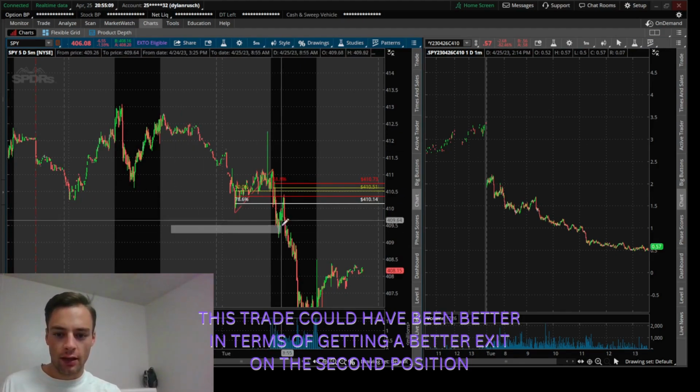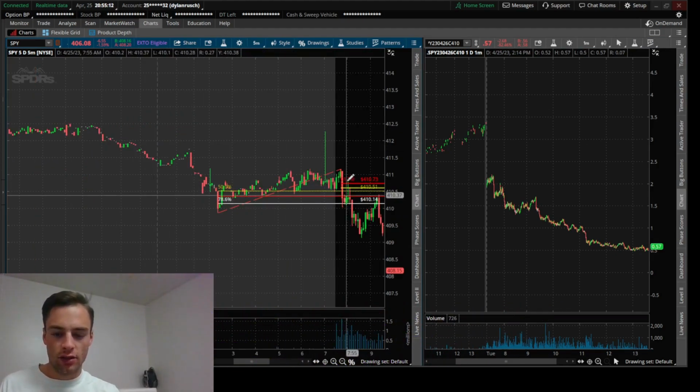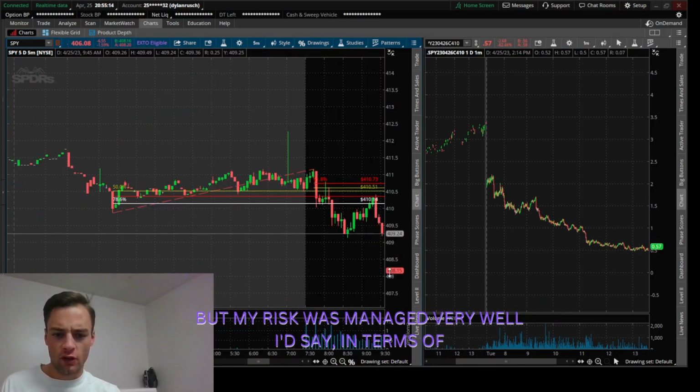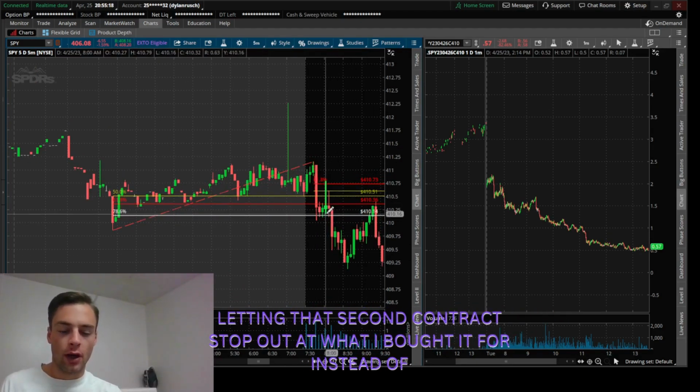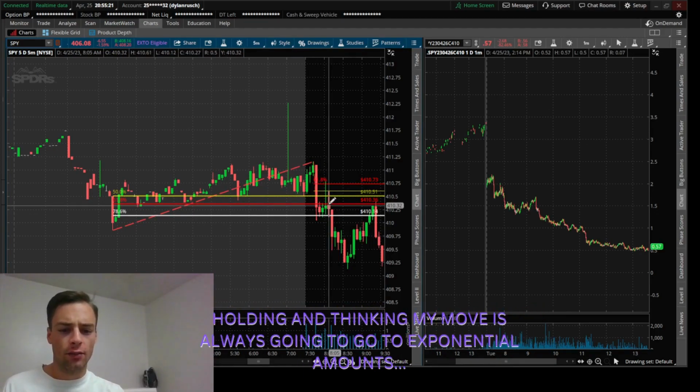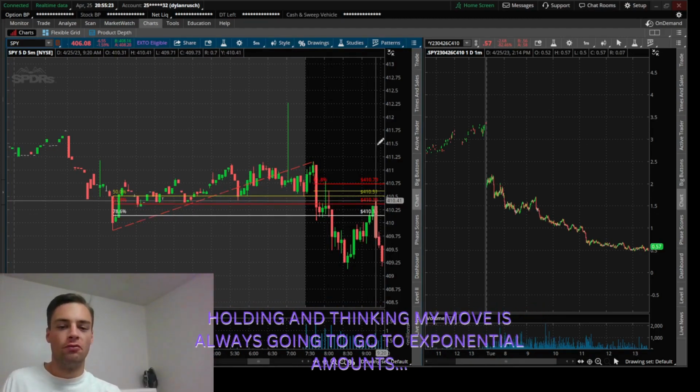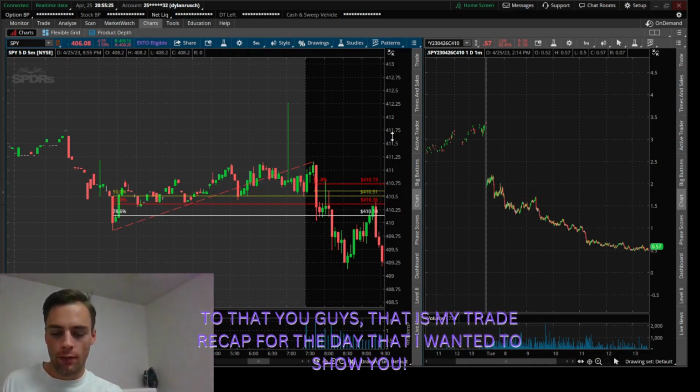This trade could have been better in terms of me getting a better exit on that second position, but my risk was managed very well, I'd say, in terms of letting that second contract stop out at what I bought it for, instead of thinking my move is always going to go for exponential amounts.